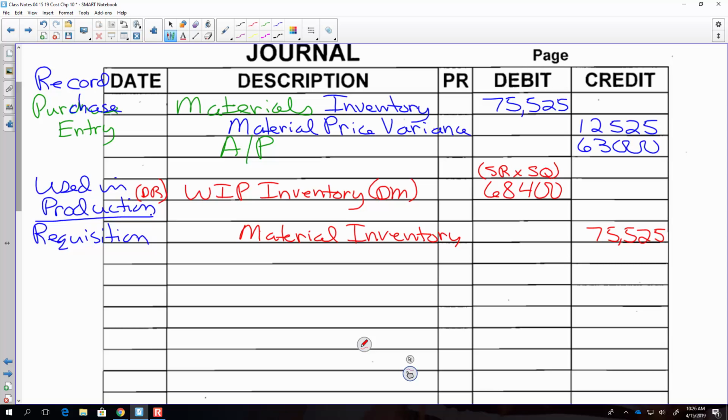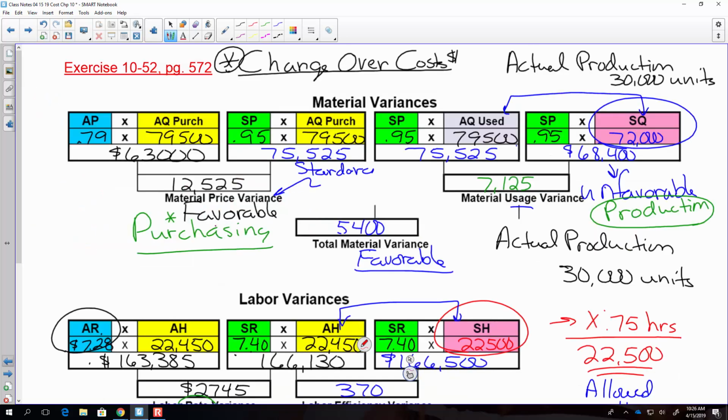And then our middle number, I must need a debit, right? Material usage variance. Material usage variance, it's unfavorable. Unfavorable variances are what? Debit entries. And the amount was 7,125, yep.